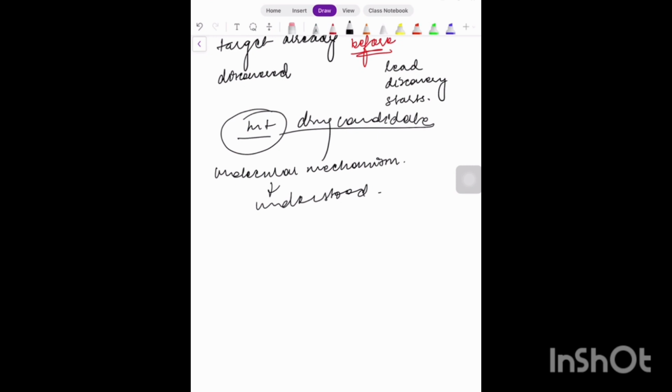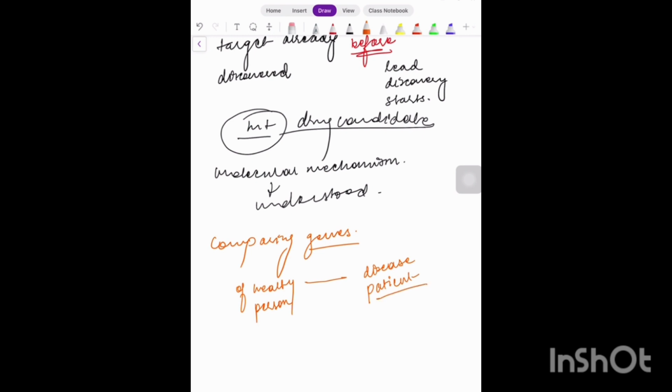One approach to finding new drug targets involves comparing genes, because it's easier to study the genes of healthy individuals against those of people with disease. So we compare the genes of a healthy person to the genes of an unhealthy person, or a patient.